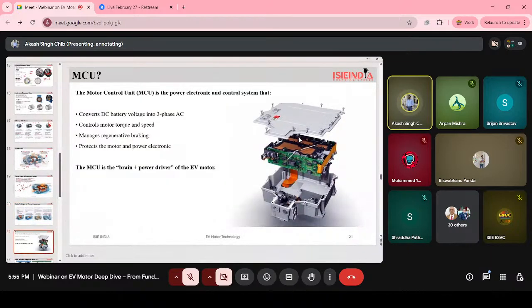Then this part is our MCU. We have discussed all the things which come inside the motor. Now we will discuss the control unit part of a motor. What is a motor control unit basically?